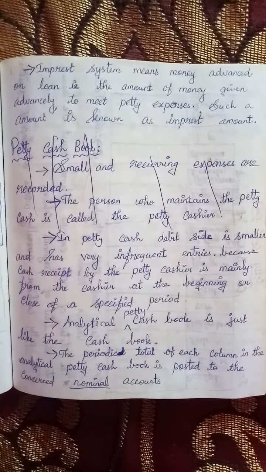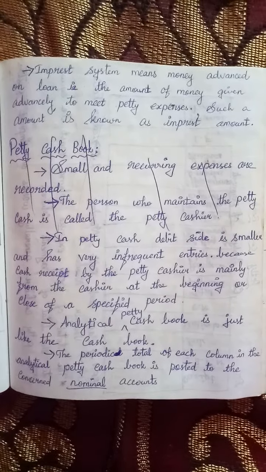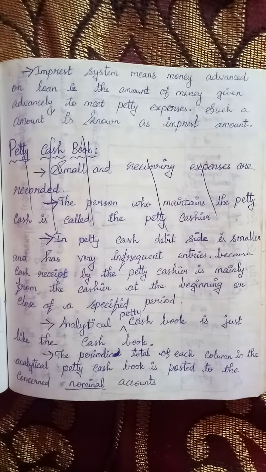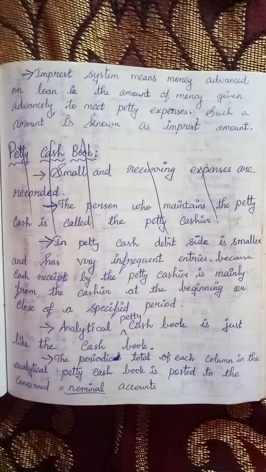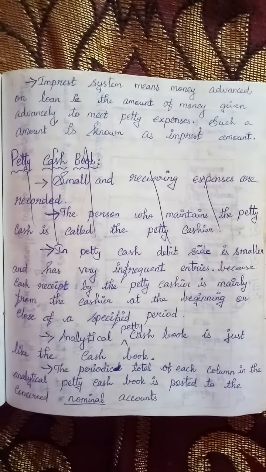In petty cash, the debit side is smaller and has very infrequent entries, because cash received by the petty cashier is mainly from the cashier at the beginning or close of the specified period.